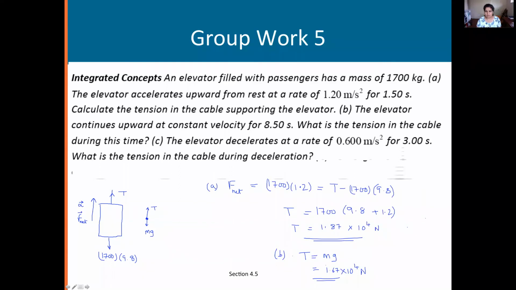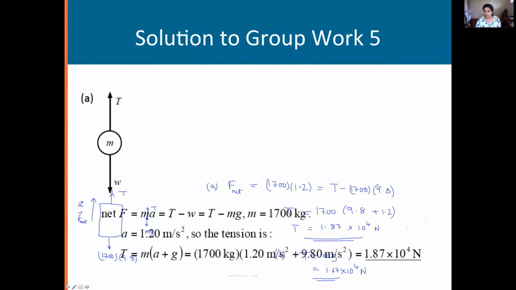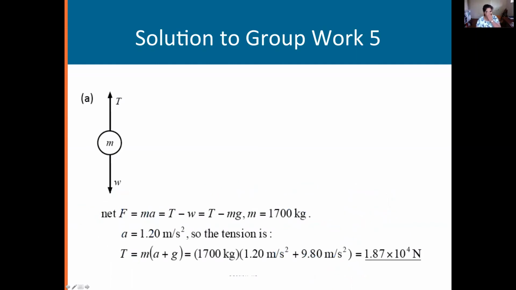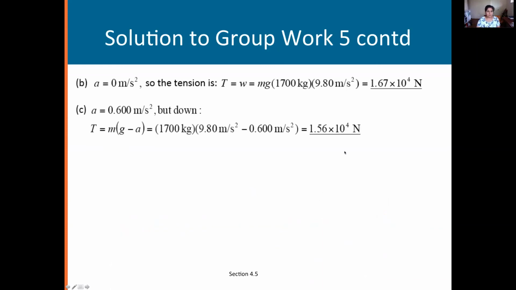Let's proceed to the next slide, and let's clear all the writing so that you can see this. This is the answer to part A and part B and C. The acceleration here is negative. Okay, we'll stop here with this chapter.